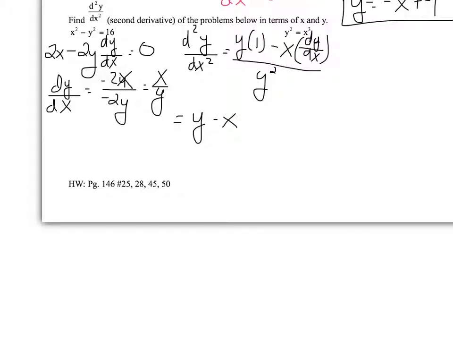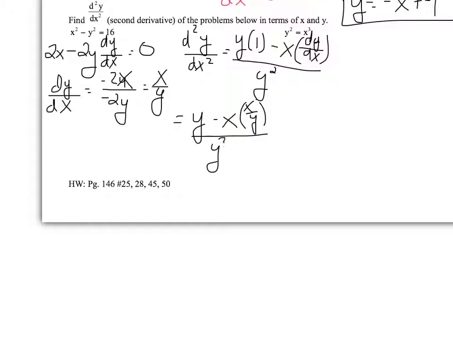Notice in this previous line, we have dy dx. Instead of rewriting that, look what you have earlier. You know dy dx is really equal to x divided by y. So instead of having a dy dx there, you're going to call it x over y instead.